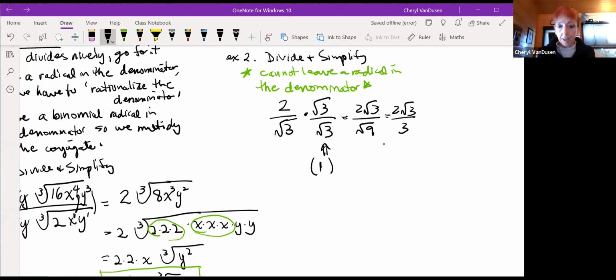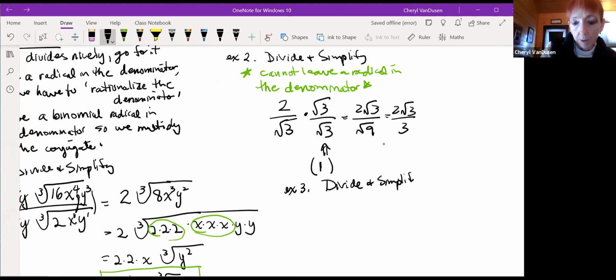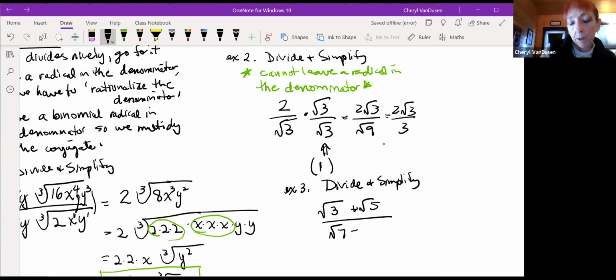Okay. And then the third type of example that I had noted. So again, it's still divide and simplify. But I'm going to give something like root 3 plus root 5 over root 7 minus root 2. Okay, so I've got some adding and I got some dividing in there. Just be careful your order of operations. You can't divide top and bottom individually. You have to do them as a group.